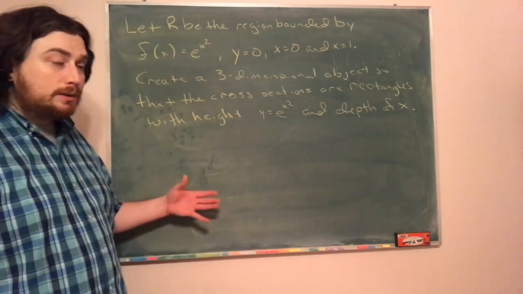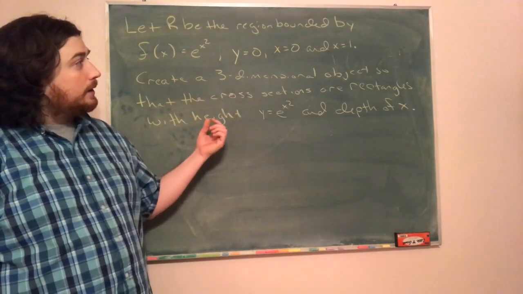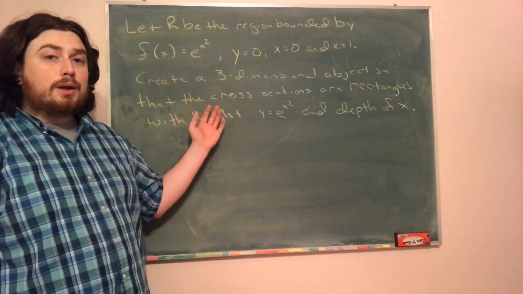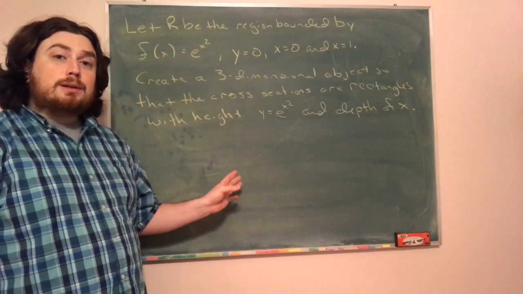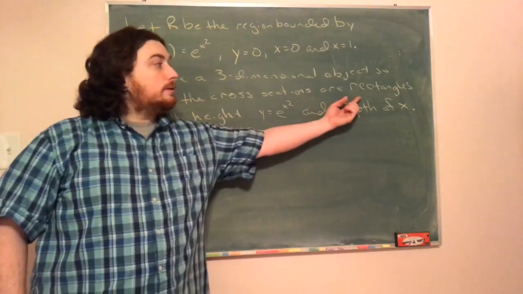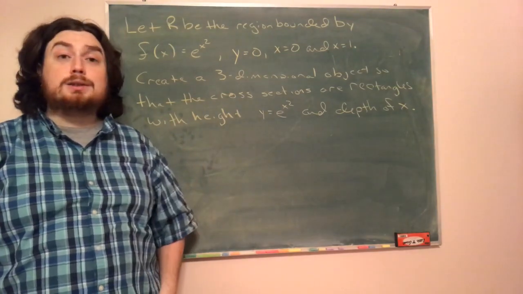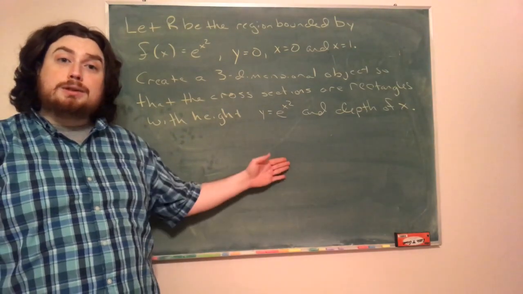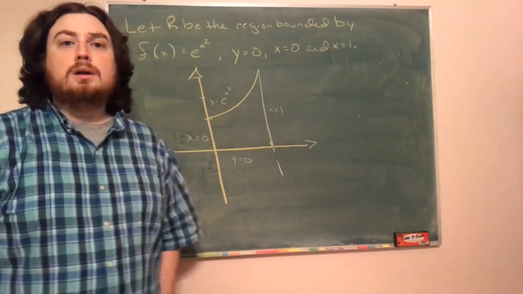But before we get there, I just want to say that in order to make a three-dimensional object, we're going to pull this region out in such a way that the cross-sectional pieces that are cut into two dimensions will end up giving us rectangles. So the cross-sections are rectangles, where the height of the rectangle is e to the x squared, and the depth, or how much it comes out, is going to be equal to x.